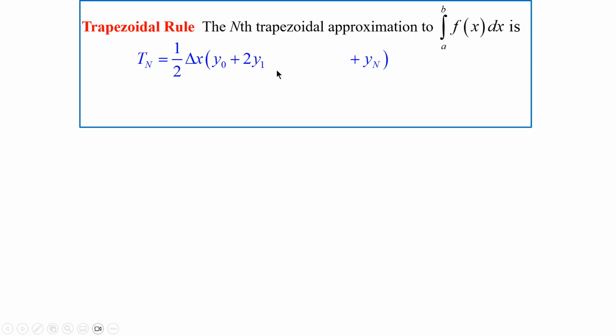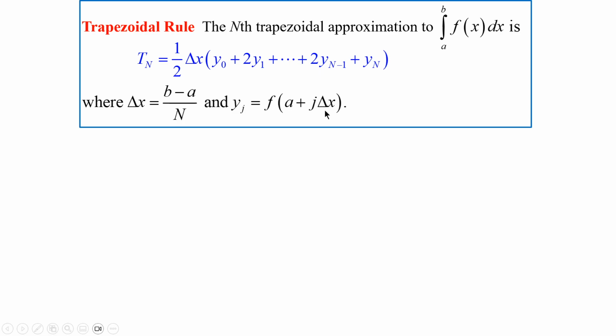2 times y sub 1 plus 2 times y sub 2 plus 2 times y sub 3 until we get to that 2 times y sub n minus 1 right there, and then y sub n. There's my trapezoid rule. Where delta x is, one more time, that's right, b minus a over n. And y sub j equals f of my left endpoint a plus j delta x right there.